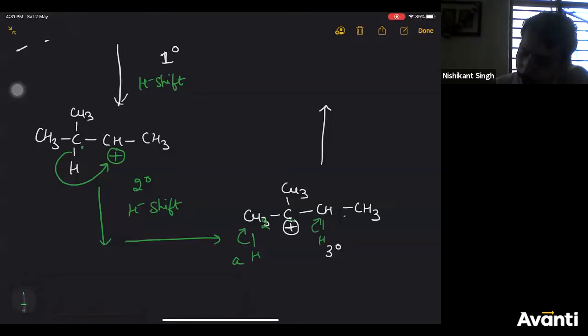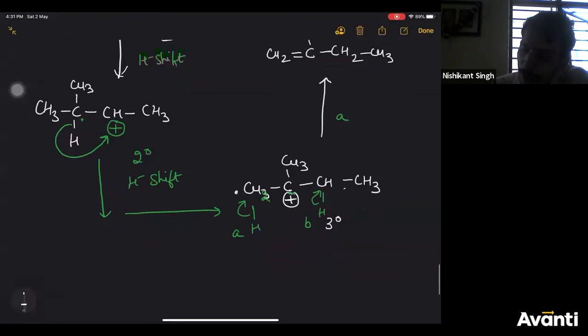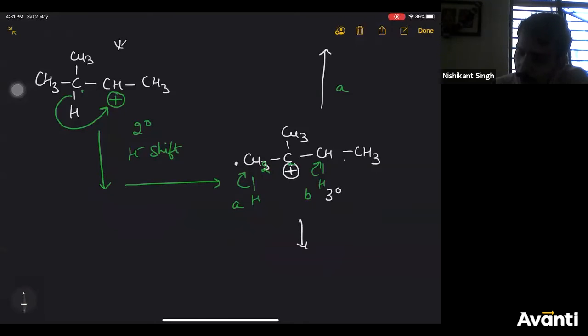Let us say this is A hydrogen, this is B hydrogen. From A hydrogen, if you remove A hydrogen, you'll get a negative charge here. Negative charge and positive charge will form a double bond. So you got this alkene, CH2, CH3. And if you remove the B hydrogen, this carbon will get negative charge. Negative and positive will form a bond. And you'll get CH3, C double bond, CH, CH3.